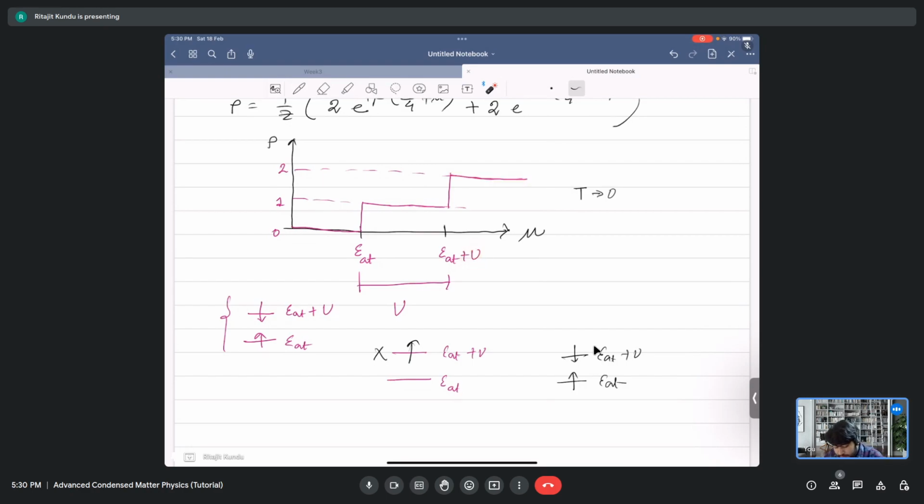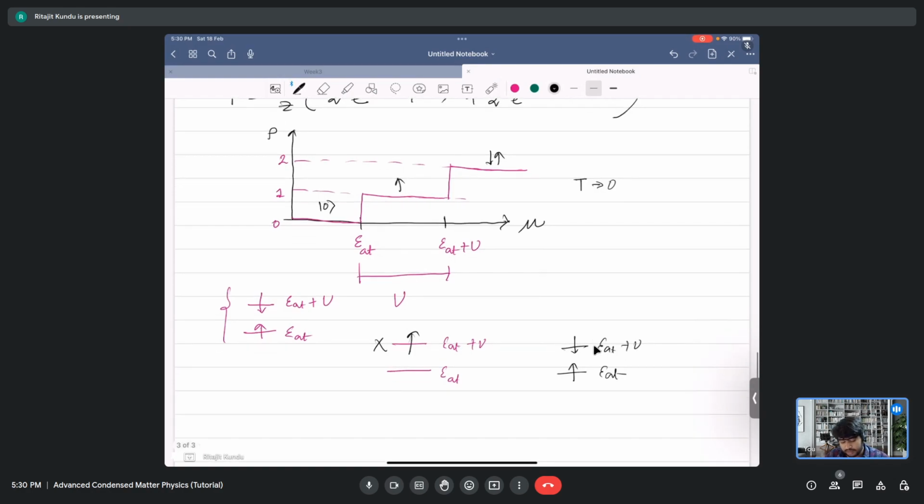Let me draw it here as well. There is no particle here, then there is, let's say, up spin, and then I can have double occupancy, right? So these are the meaning of these occupations. Any questions? Because based on this concept, we'll introduce another interesting thing. So any questions?